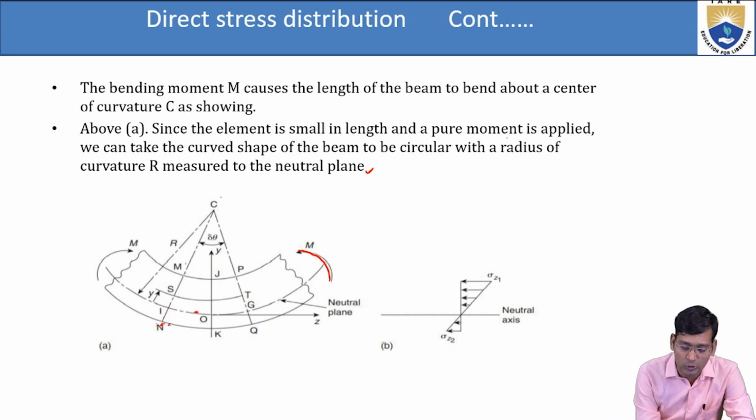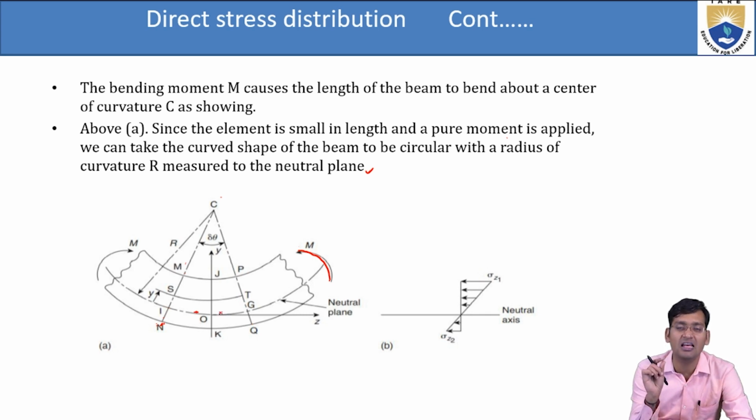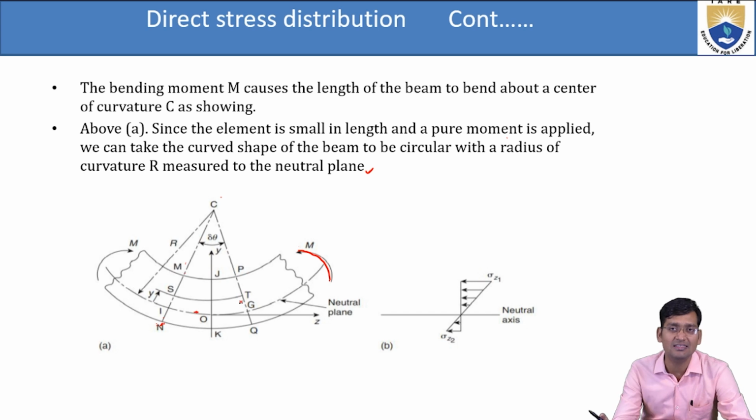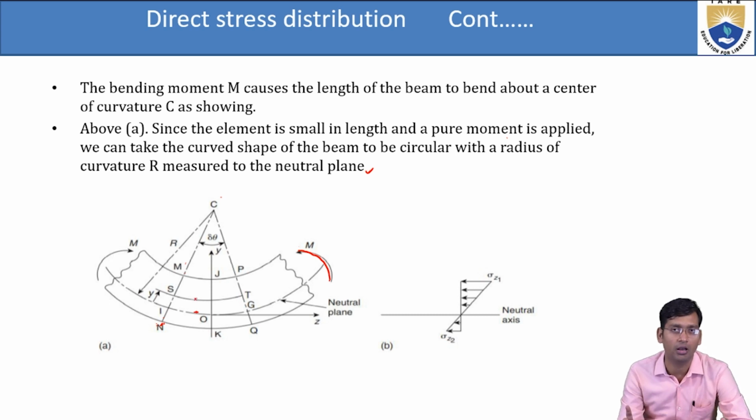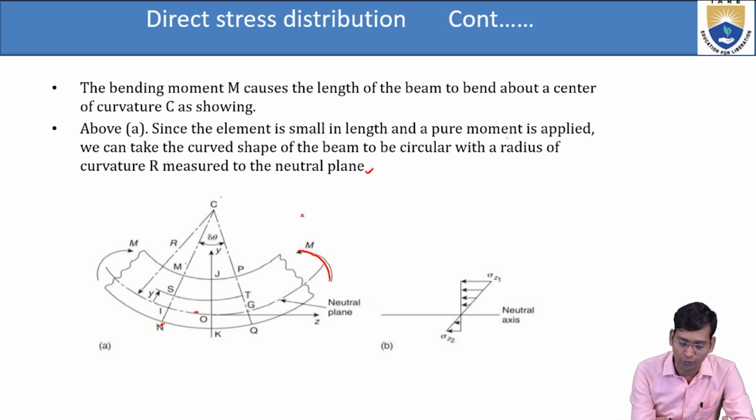This means NQ will get elongated the most, and near IG there will be less tension, while NQ will experience the most tension. Similarly, MP will experience more compression, and near IG there will be less compression. So the closer to the neutral plane, the less the effect. That is why the direct stress distribution is as follows.